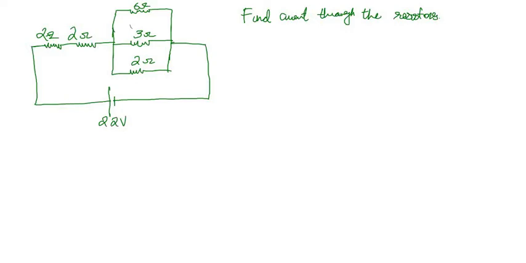We can solve this question by using mesh analysis, which is the simplest method to look at this, because the question here is to find the current through all the resistors. So mesh analysis is easy. First we can discover how many meshes there are. There are three meshes here.